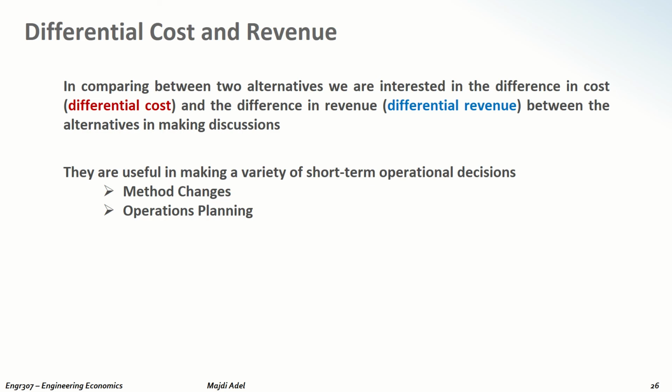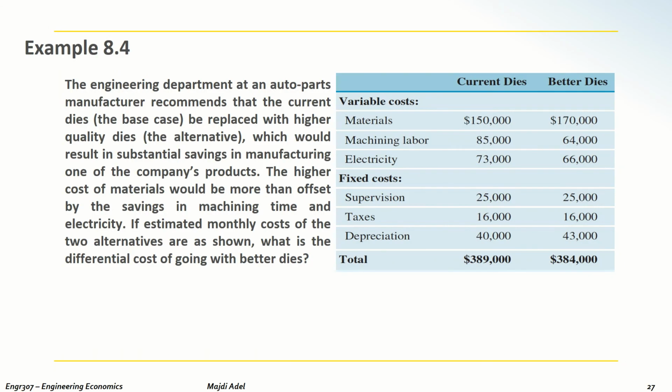And we have two cases in this category: method change and operations planning. The first example is for method change. I have a company, an engineering department at an auto parts manufacturer, that recommends that the current dies, the base case, are replaced with higher quality dies, which is the alternative, which would result in substantial savings in manufacturing cost. For one of the company's products, the higher cost of material would be more than offset by the savings in machine time and electricity. The estimated monthly cost of the two alternatives is shown in the table.